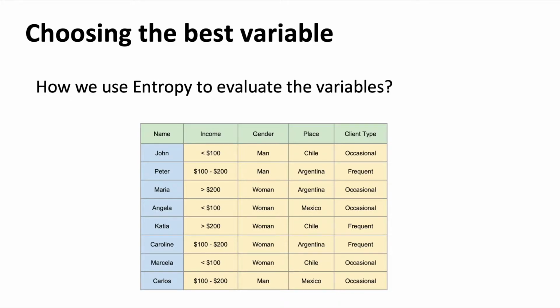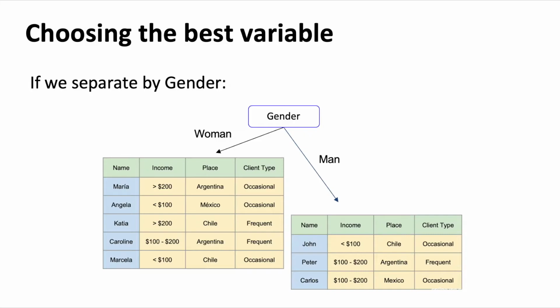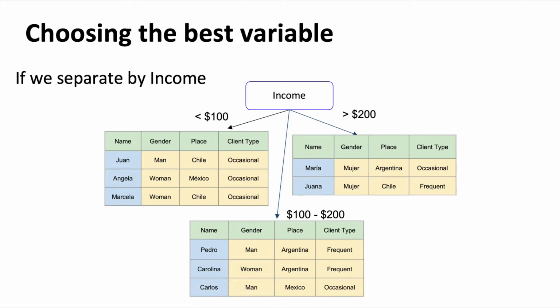Let's assume we have this data table. If we separate the table according to one specific variable, for example, gender, we obtain this case where, if we take a look at the class, we get an understanding of how good the variable gender was to classify the two different classes, in this case occasional and frequent. Same thing here: if we separate the table according to the variable income, now we have three subtables, and we can also get an understanding of the quality of the income variable for classification.